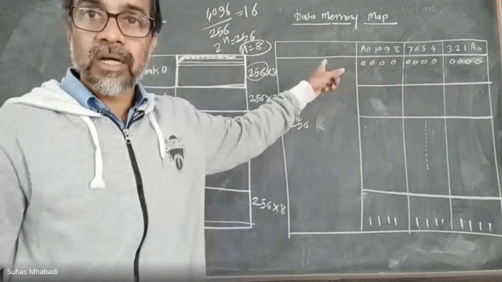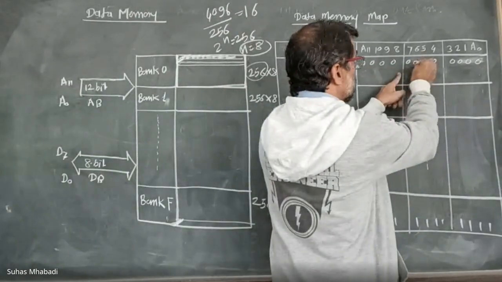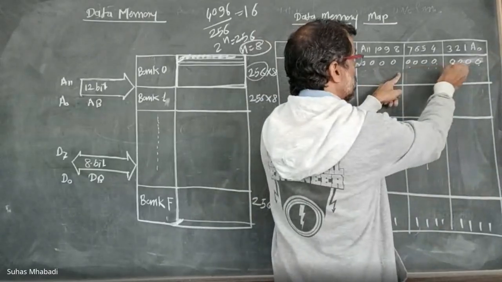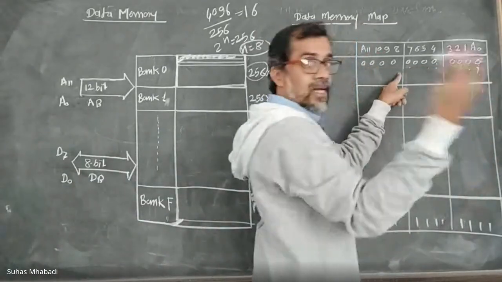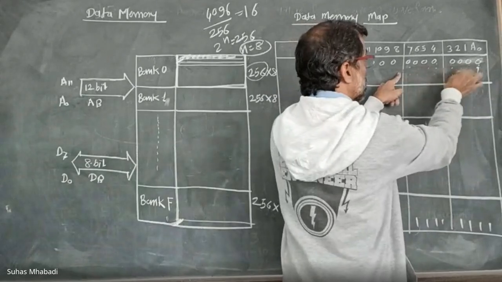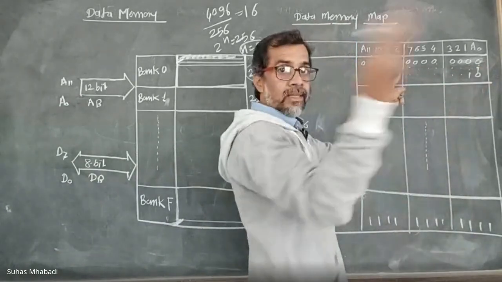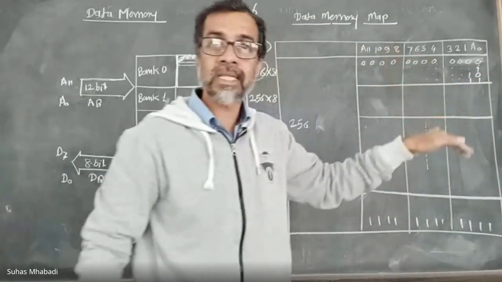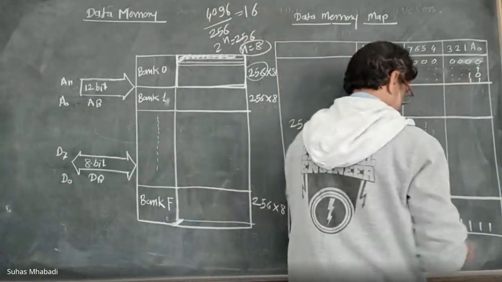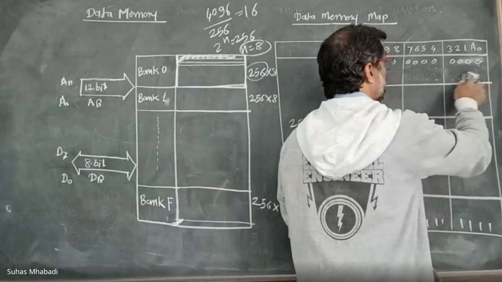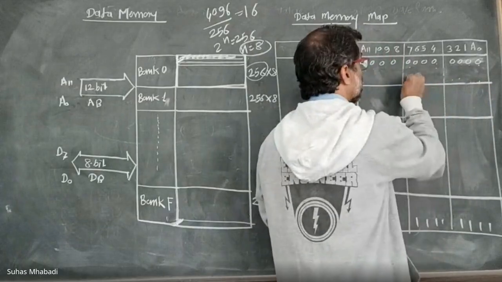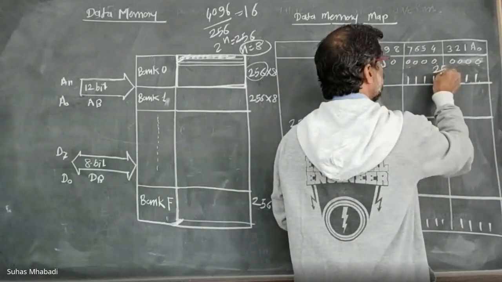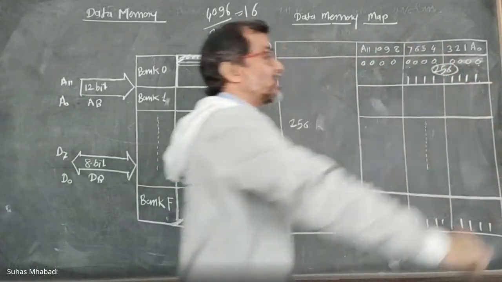First address, all 8 lines: 0 0 0 0 0 0 0 0. Next address is 0 0 0 0 0 0 0 1. Next address is 0 0 0 0 0 0 1 0. Next address is 0 0 0 0 0 0 1 1. Going on like this, when I reach 1 1 1 1 1 1 1 1, I can define 256 different registers in that bank.